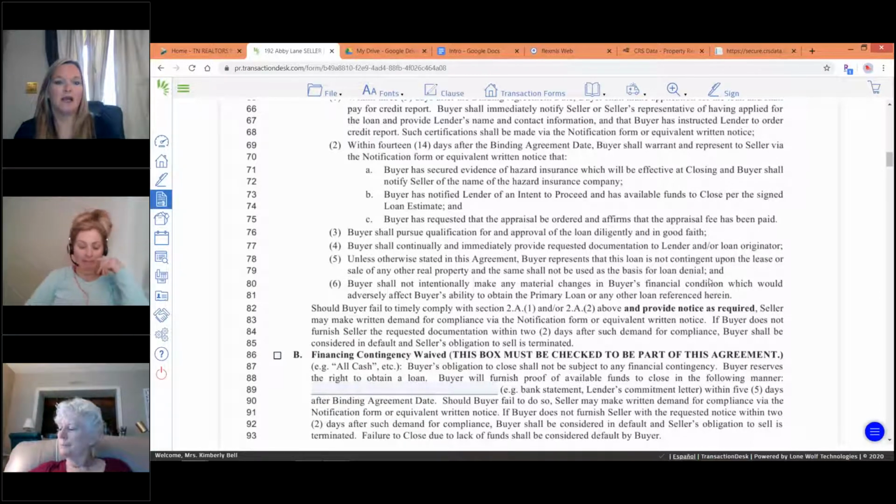If a buyer does not furnish the seller the requested documentation within 2 days after such demand for compliance, the buyer shall be considered in default and the seller's obligation to sell is terminated. That means that they forfeit their earnest money.